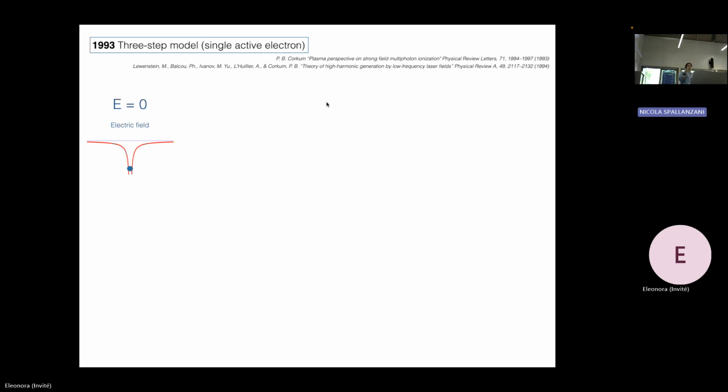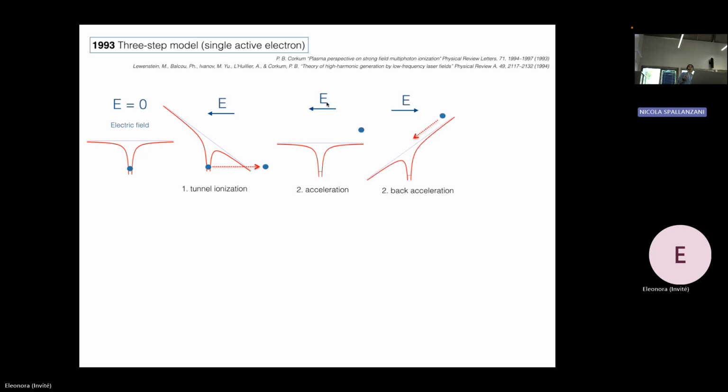And what they say is that all the physics lies here. So you have your system that is in the ground state, no field, just in the ground state. Then you apply an electric field. The Coulomb potential changes, so you can have a tunnel ionization, so your electron can go into the continuum. It is accelerated in the continuum, but these are oscillating fields, so they change sign. So once it is accelerated, the electric field changes sign, so it takes the electron back.